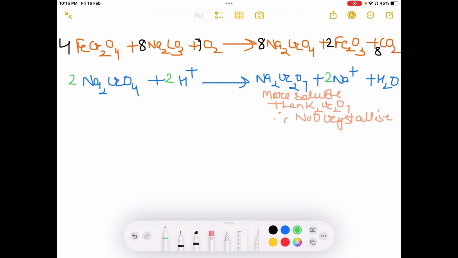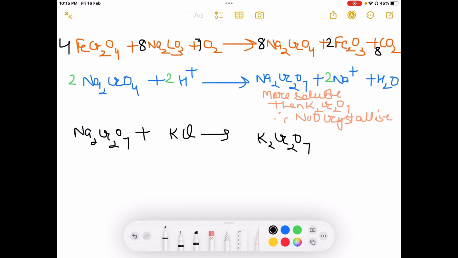So next step, what do we do? We treat sodium dichromate with KCl and we get orange crystals of potassium dichromate, and the byproduct here is NaCl. In this case, 1 mole of sodium dichromate reacts with 2 moles of KCl to give 1 mole of K2Cr2O7 and 2 moles of NaCl.